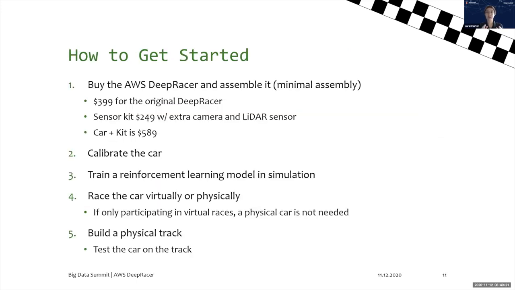If you want to get started with the DeepRacer, the first step is buying the car and assembling it, with very minimal assembly. The second step would be calibrating the car. You want to make sure that it works correctly, that the wheels are moving and the sensor inputs are correct. The next step would be training a reinforcement learning model in simulation. AWS has a DeepRacer service set up for you that you can use to train and evaluate your models. Then the next step would be racing the car virtually or physically. If you're only going to do virtual races, you don't need a physical car, but I recommend it because eventually you're going to want to build a physical track and test the car out on the track.